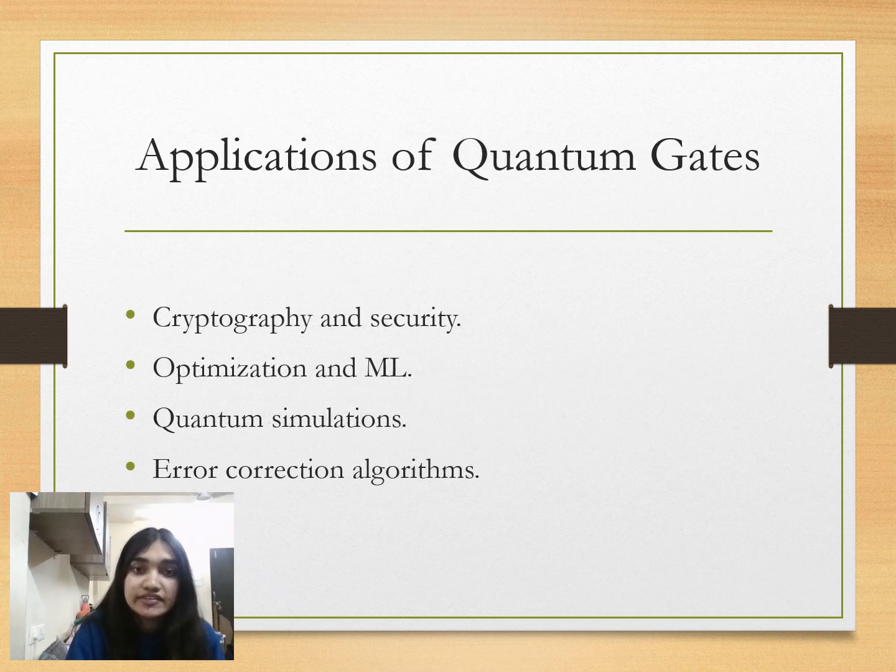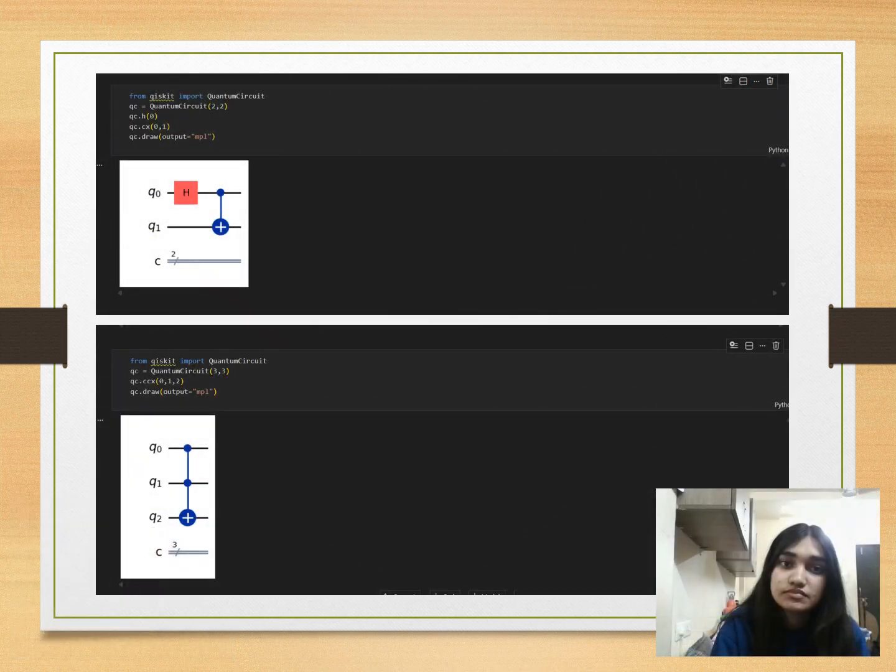These gates collectively enable the development of quantum algorithms used in cryptography, optimization problems, quantum simulation, machine learning, chemical and physical modeling, or error correction frameworks. Here are some snapshots of the IBM computing platform. We can see the quantum gates and classical gates here, and the measure of those gates also.